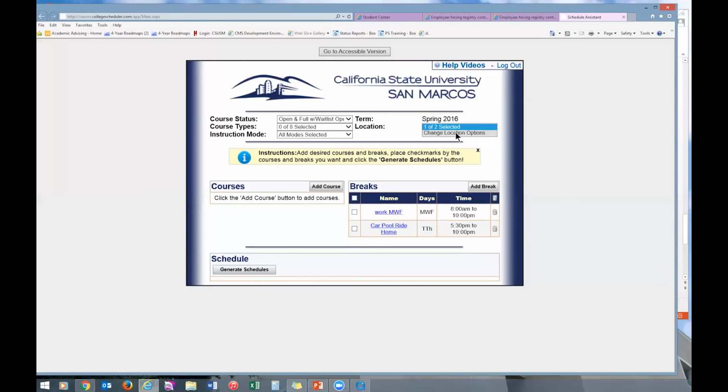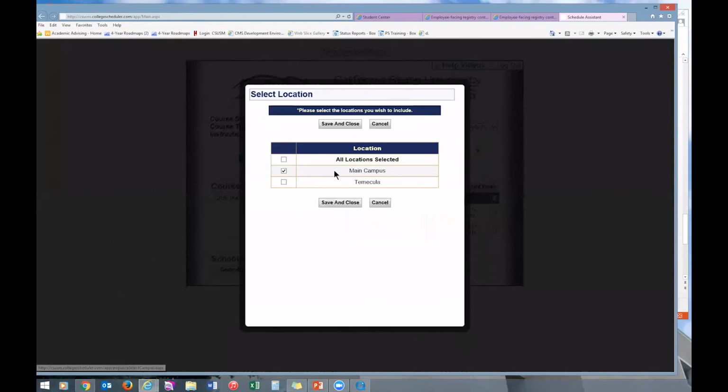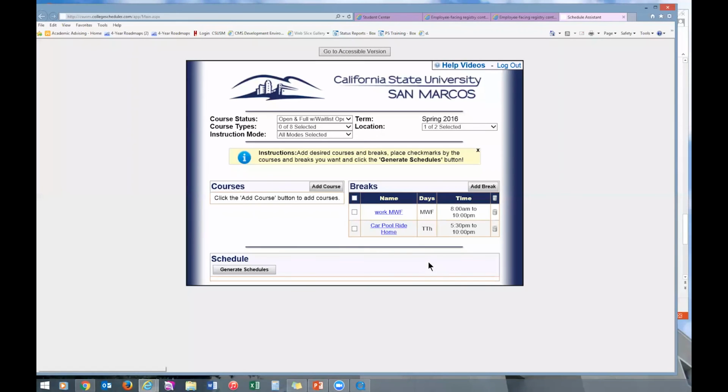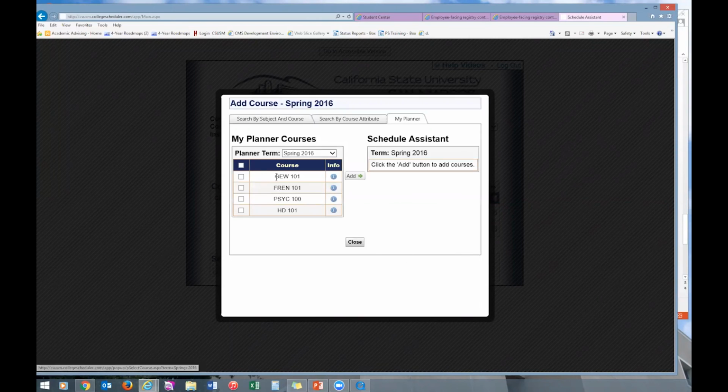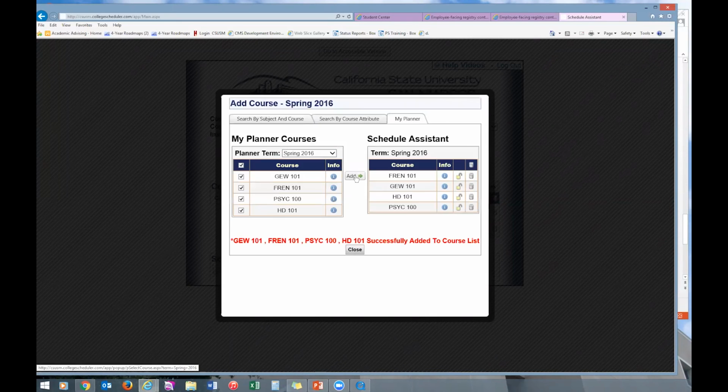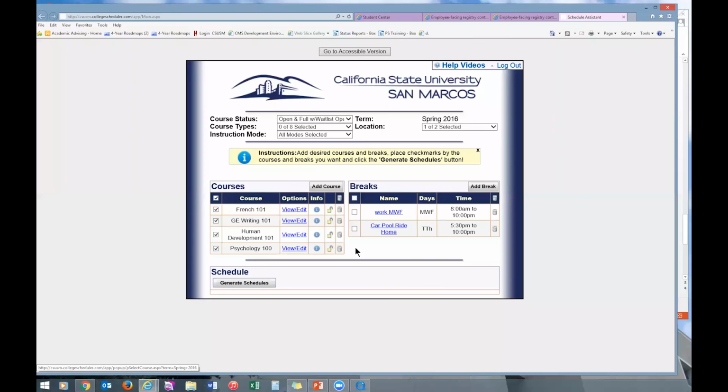And then location is obviously important. You don't want the system to select a class section on a day and time where you have to suddenly drive up to Temecula, so you want to choose that. Now that you've got those chosen, you simply click Add Course, and see this third tab? Click My Planner. Select all the courses. Don't those look familiar? Then click Add and Close.